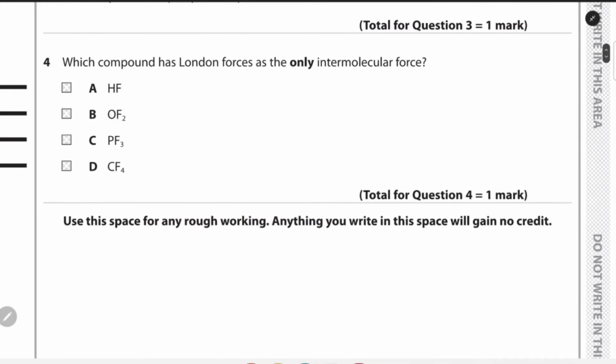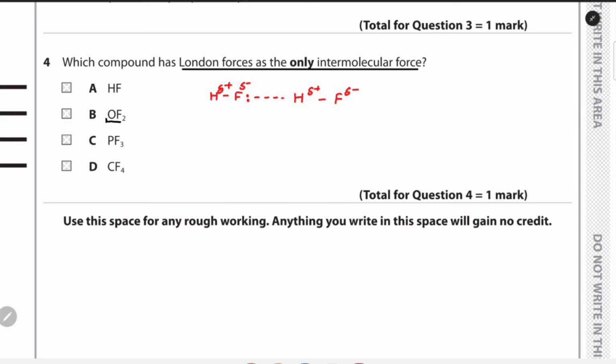Now in question 4, we are asked which compound has London forces as the only intermolecular force. HF will have hydrogen bonding between them. So 1 mole of HF will form a hydrogen bond with another HF. OF2 will have permanent dipole interactions, so will PF3.